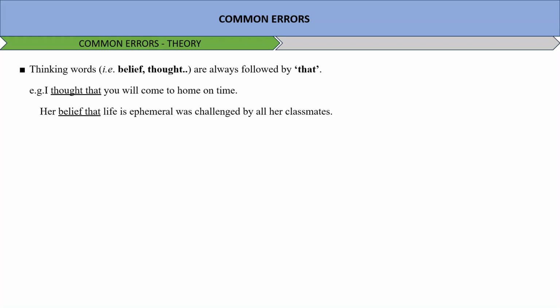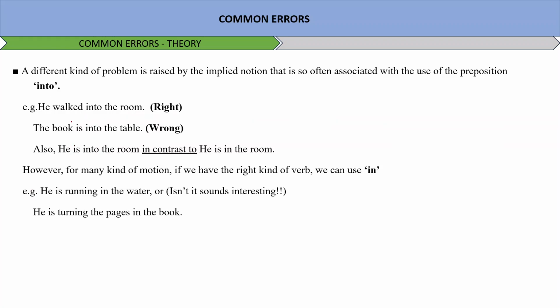Thinking words like belief and thought are always followed by that. I thought that you will come home on time. Her belief that life is ephemeral was challenged by her classmates. You see, with belief and with thought, we are using that. Next, a different kind of problem is raised by the implied notion that is so often associated with the use of the preposition into. You see, he walked into the room is right. The book is into the table is wrong. Something which is moving after getting inside.